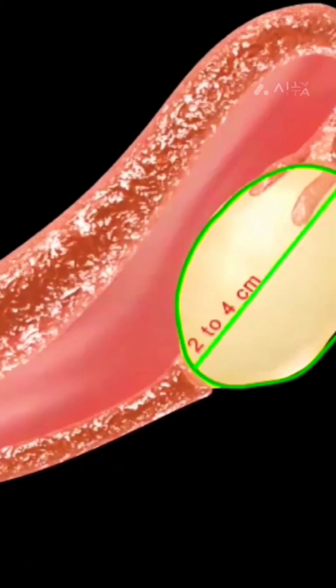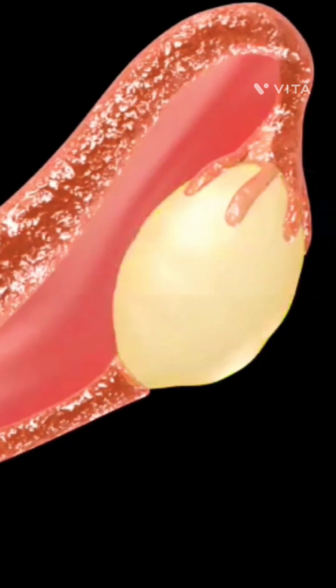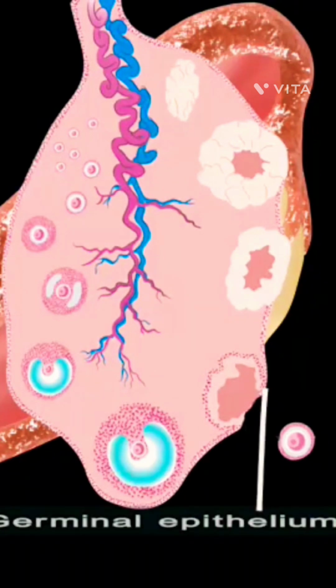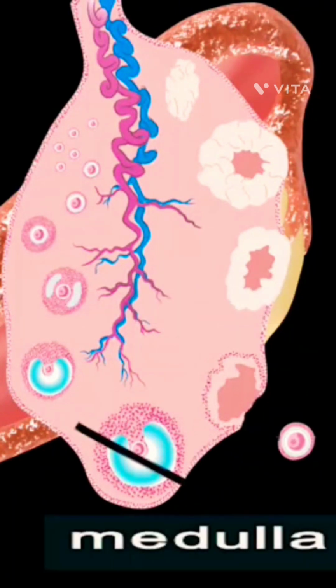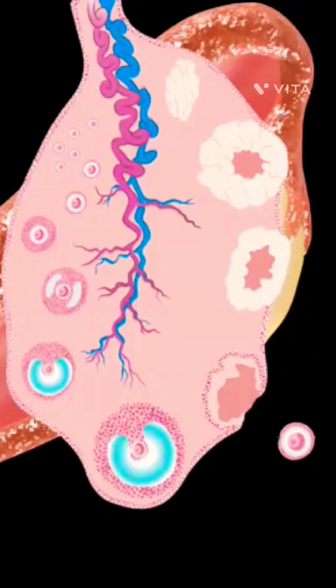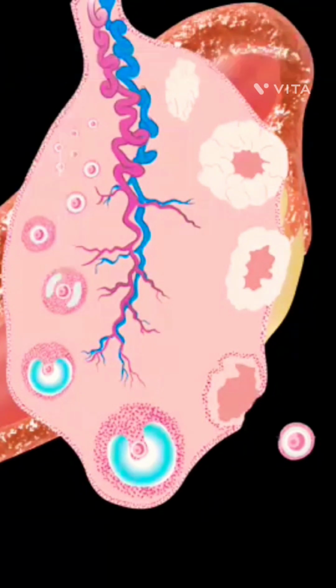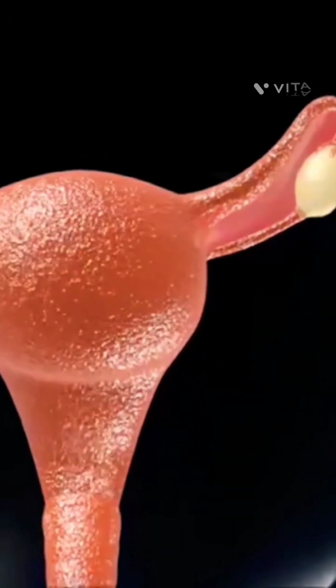Each ovary is 2 to 4 centimeters in length, 2 centimeters wide. Ovaries are internally lined by germinal epithelium. Stroma has an outer cortex and inner medulla. Ovarian cortex contains rounded bodies named follicles at various stages of development. Each follicle contains an ovum.